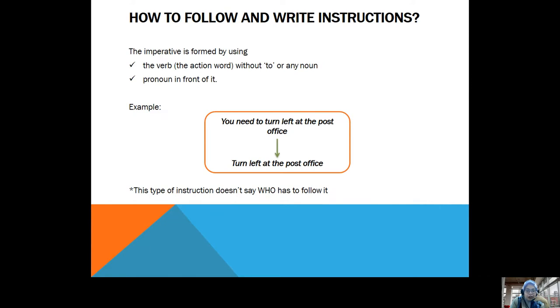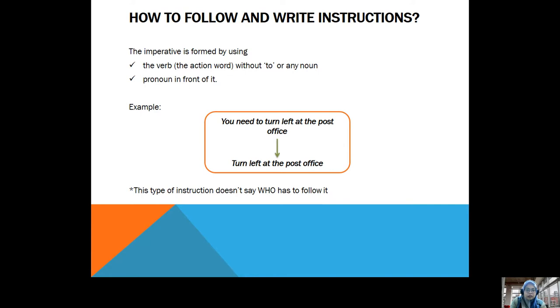Right. How to follow and write instructions. Imperative is form. Imperative ni dia terbentuk dengan menggunakan verb. Okay. Verb without to or any noun. Tak perlu ada kata nama pun. Okay. Pronoun in front of it. Pronoun tu kata nama lah, macam you, I, he, she.